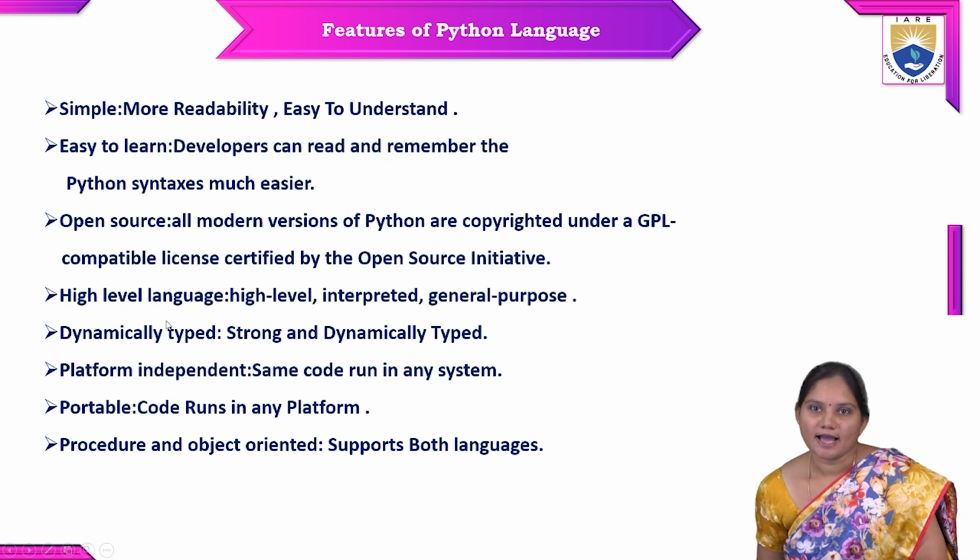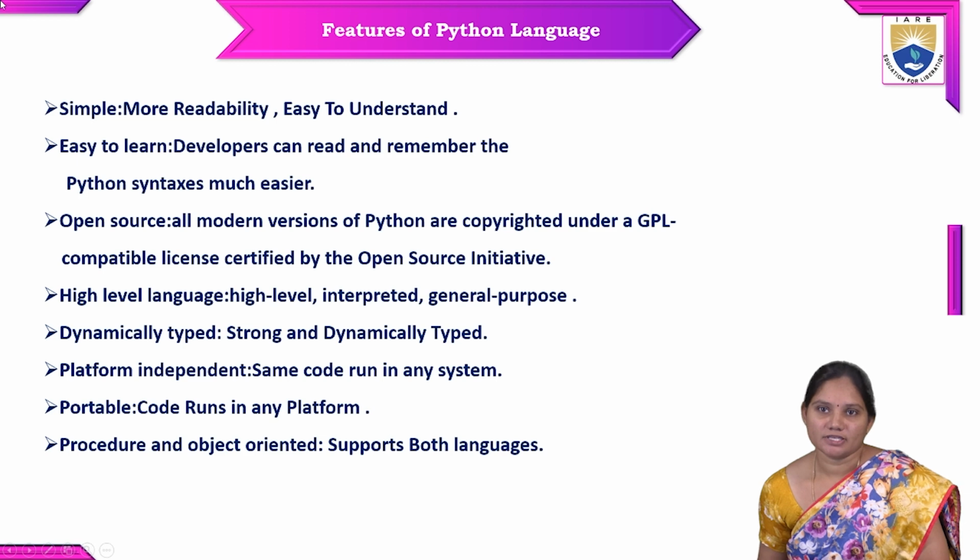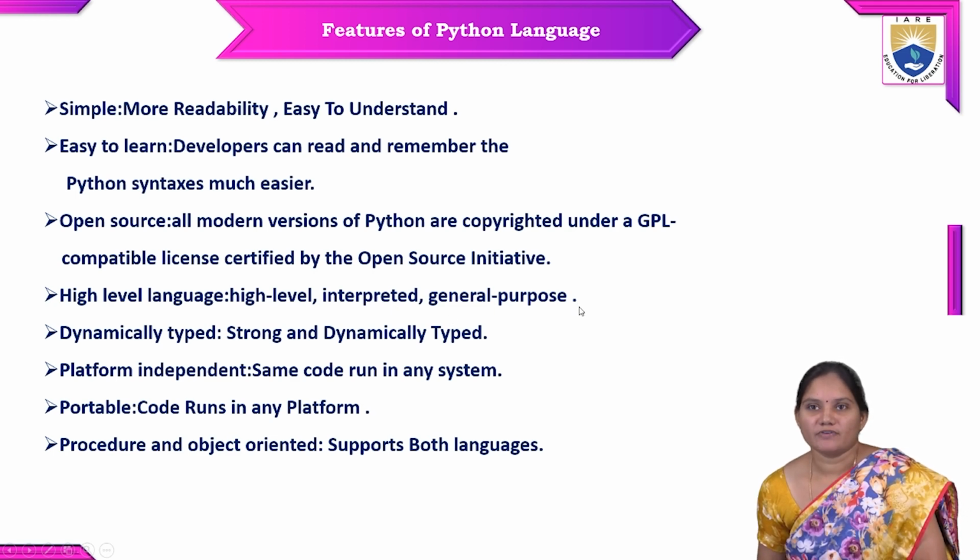And the next one is high level language. Python is a high level language, that is nothing but a human understandable language. That means the programs are easy to understand. Python is also an interpreted language. The Python translator is an interpreter. That's why it is an interpreted language. And it is also a general purpose language. We can use it anywhere. That's why it is a general purpose language.